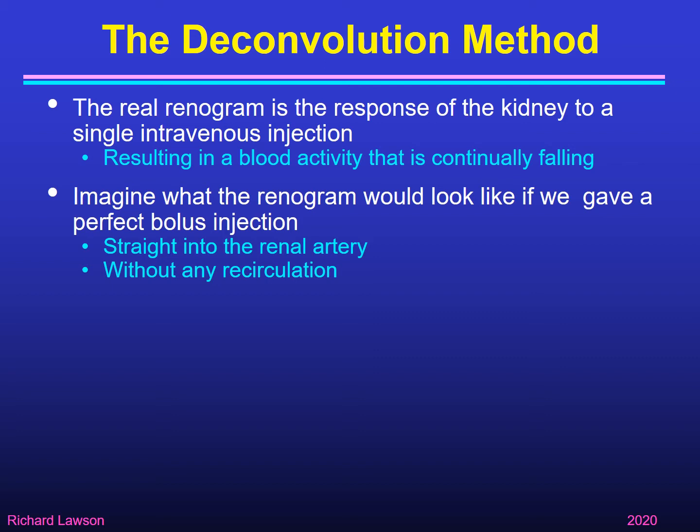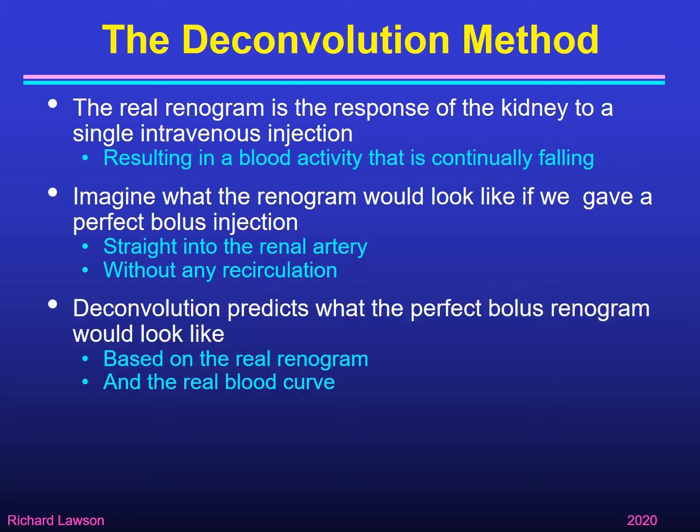But also we'd have to make sure that there was no recirculation of any activity that came out of the renal vein without being extracted by the kidney, because that would come round in the blood for a second or third time and give us recirculation. So we don't actually need to give that perfect bolus injection into the renal artery, because the deconvolution method predicts what this perfect bolus renogram would look like based on the real renogram curve and the real blood curve, and manipulates those to predict what this perfect bolus would look like.